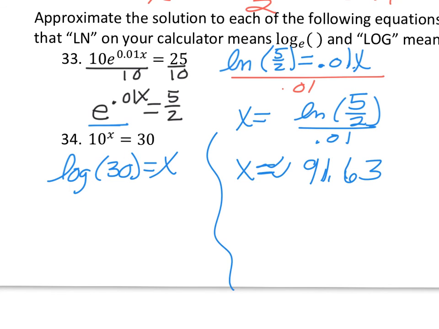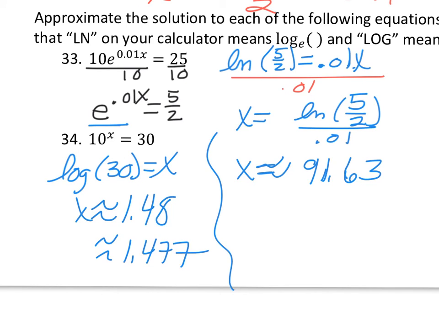You're going to hit the common log. So log, type in 30 and parentheses. And what's it tell you? x is about equal to 1.4. And if it's to the nearest hundredth, it's 1.48. If it's to the nearest thousandth, it's 1.477. Again, go by whatever the instructions are telling you on the sheet in front of you.